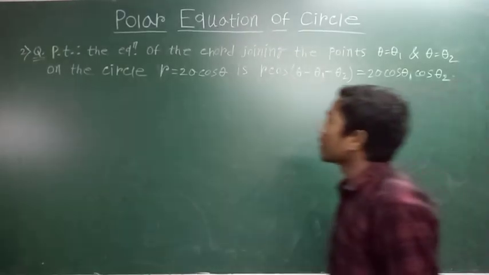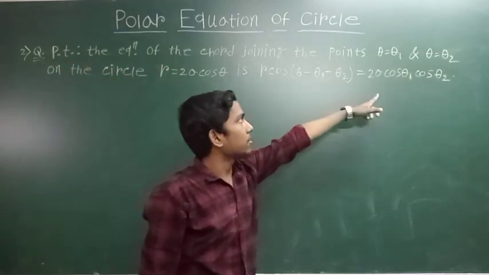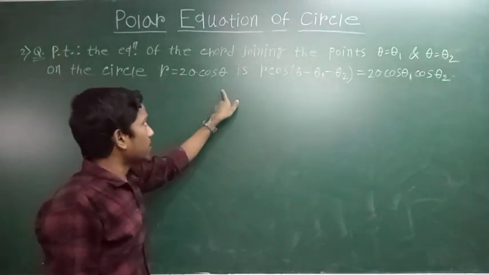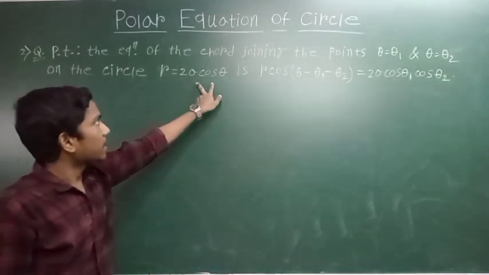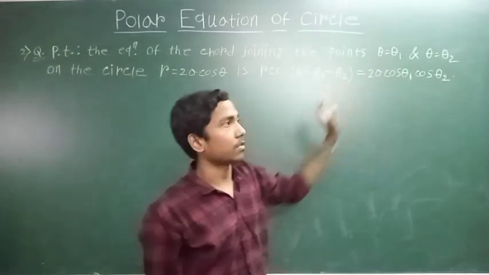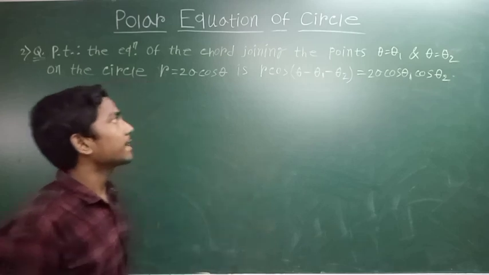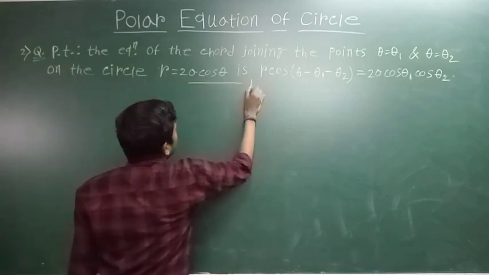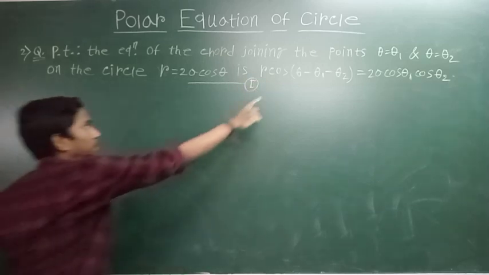students, next problem. Prove that the equation of the chord joining the points theta is equal to theta 1 and theta is equal to theta 2 on the circle r is equal to 2a cos theta is this. Okay, so we are given the equation of the circle, and there are 2 points with vectorial angle theta 1 and theta 2 on the circle. If we join these 2 points, we will get a chord. So basically we have to find the equation of that chord. Okay, so say this is our equation 1, equation of the circle. Now we have to prove this.